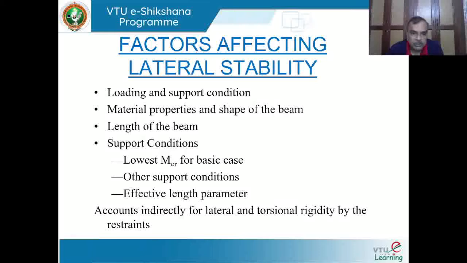The effective length parameter, as I mentioned, is also one of the things, because you know the length of the beam, but the end condition of the beam defines the effective span as far as the bending moment calculation is concerned. Similarly, at the compression flange also, the way you have connected, whether it is welded or bolted, how many bolts, and what constraint the bolt gives rise to at the junction from the point of transfer of moment. So many of these factors need to be looked at. These factors account indirectly for the lateral and torsional rigidity of the beam. So they form the restraint.